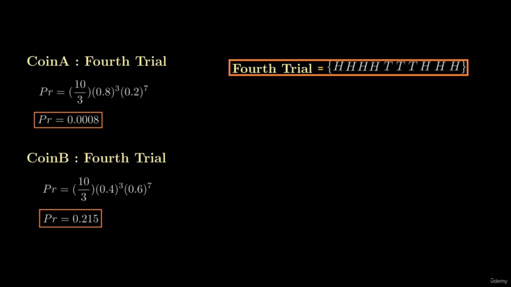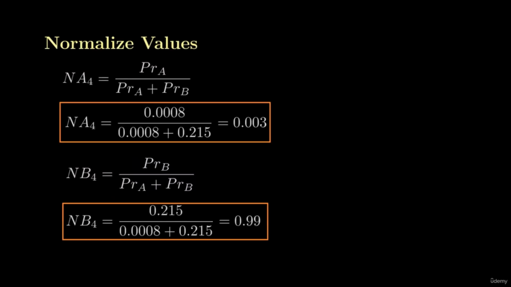For the last and fourth trial, we have the probabilities of 0.0008 for coin A and 0.215 for coin B. Here we have 3 tails and 7 heads. These are the normalized values for trial 4 for coin A, and similarly we have the normalized value for trial 4 for coin B, and we get the values 0.003 and 0.99.